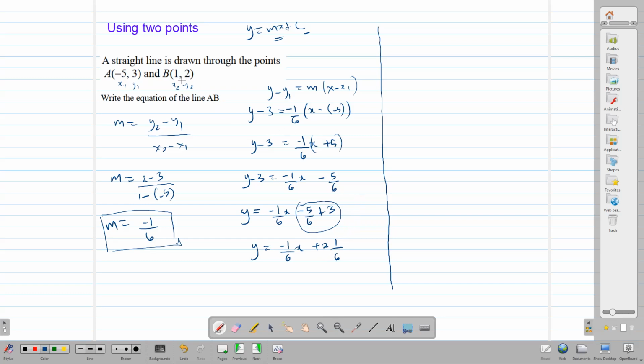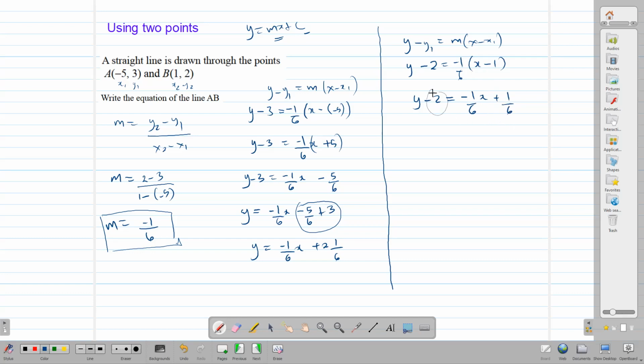If you had used the point B, which is (1, 2), let me write the formula again. y - y1 = m(x - x1). Then we would say y - 2 = m, which is -1/6, bracket x - 1. So y - 2, let's multiply the bracket out, is -1/6 x, negative 1 times a negative 1 here gives us a positive 1/6.